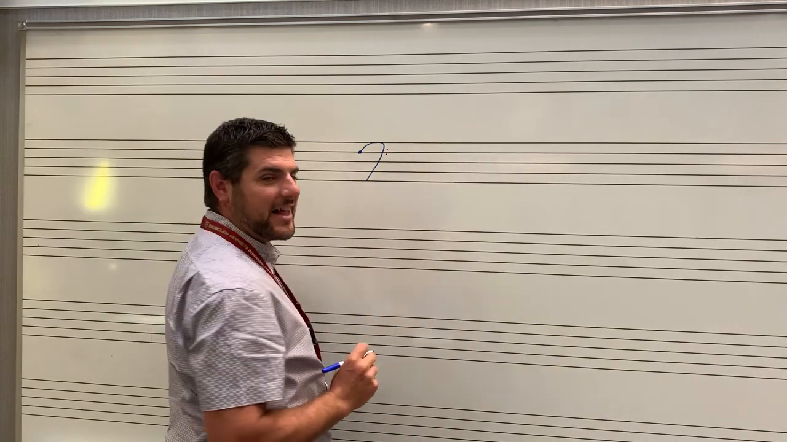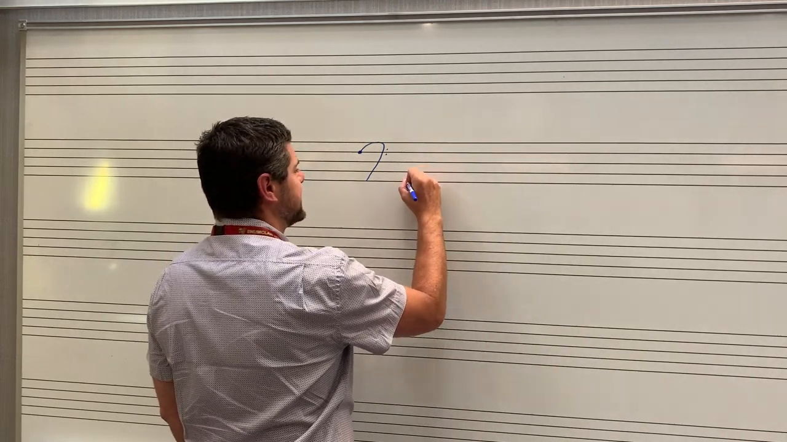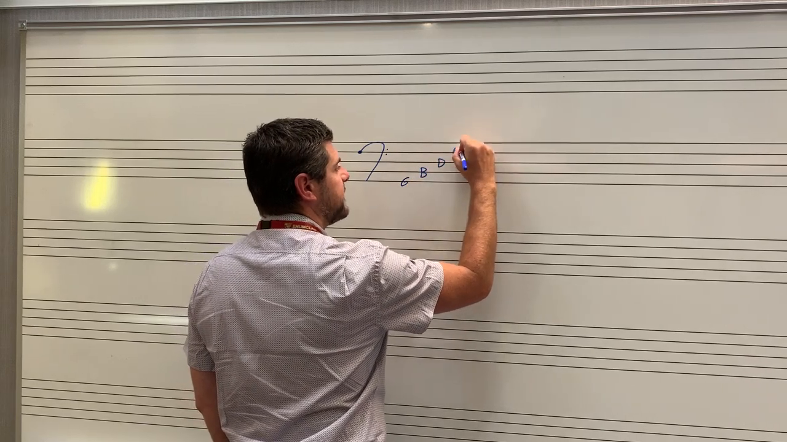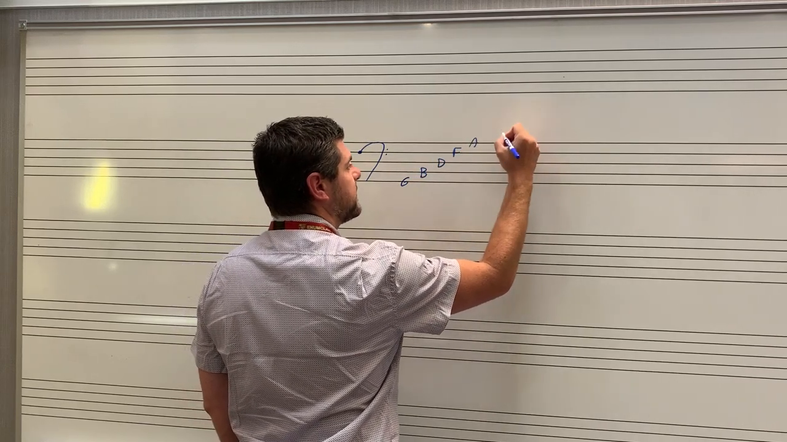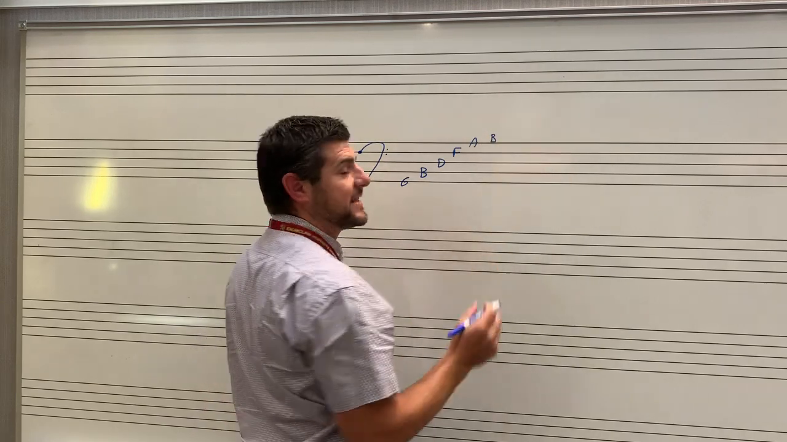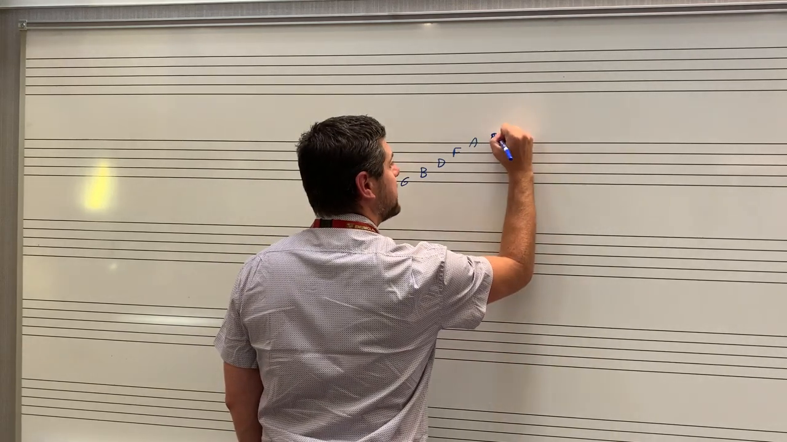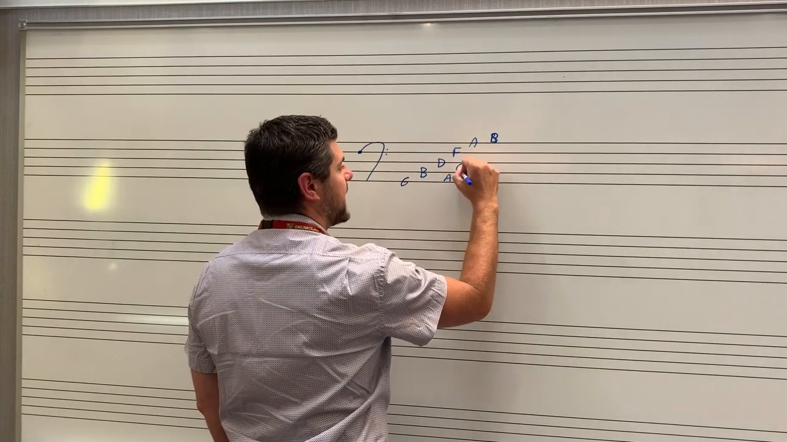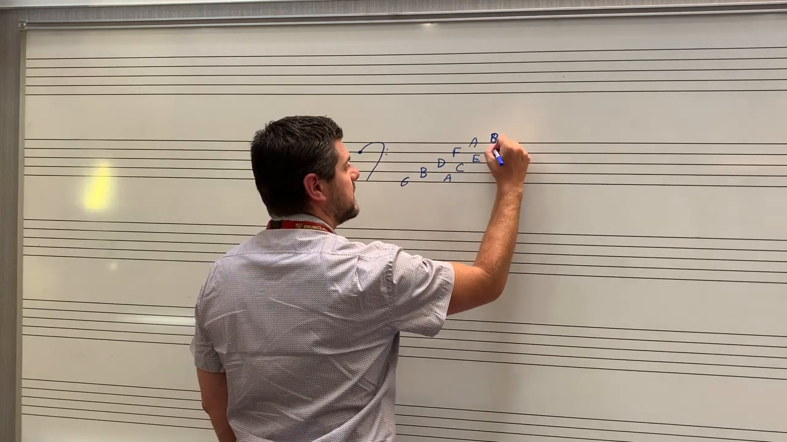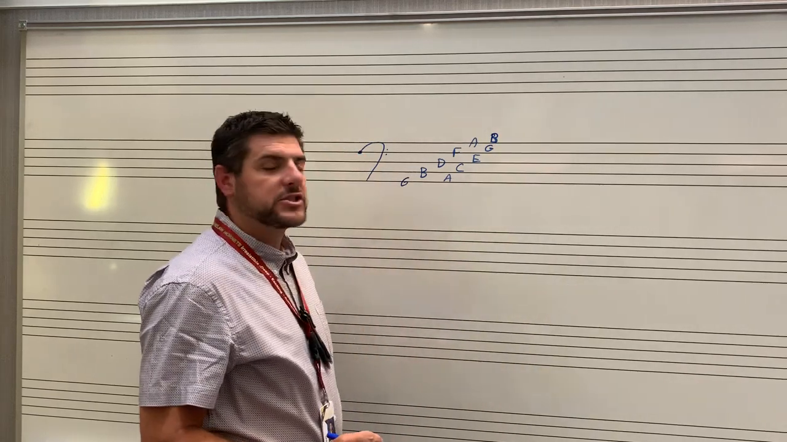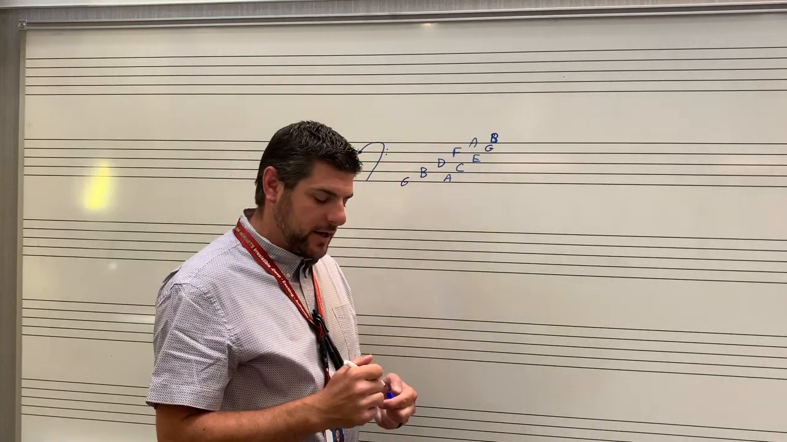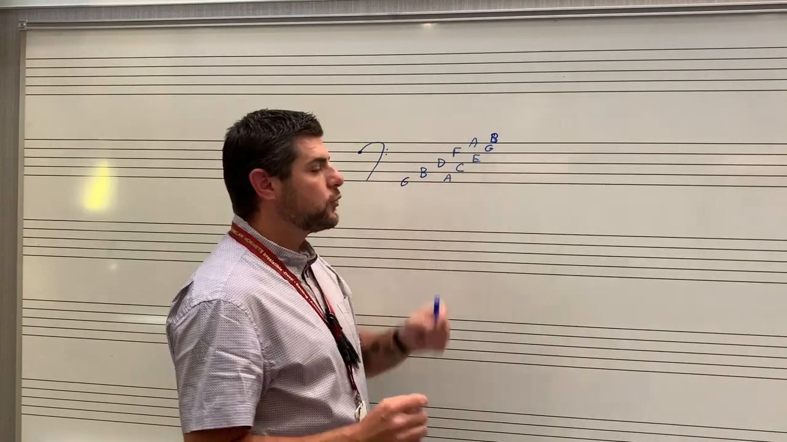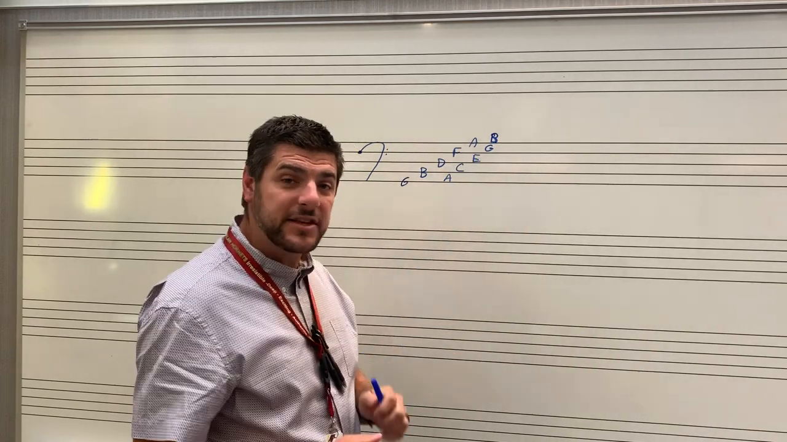So this is where the fellas sing, and this is Grizzly Bears Don't Fly Airplanes, but, and that's a space, but, and then we drop down, all cows eat grass. So those are just little anagrams for us to be able to remember both the lines and the spaces.